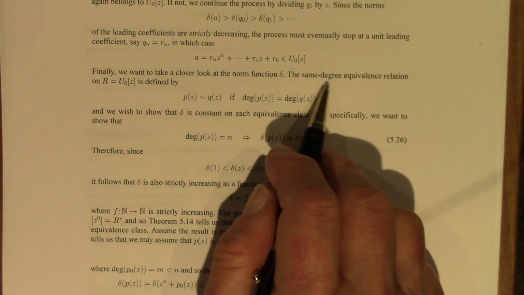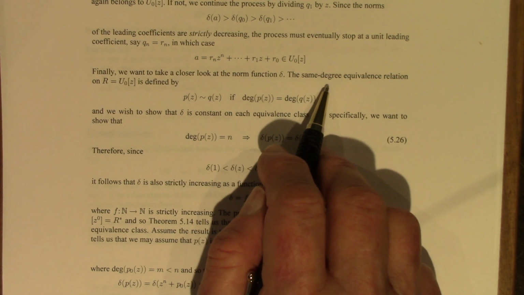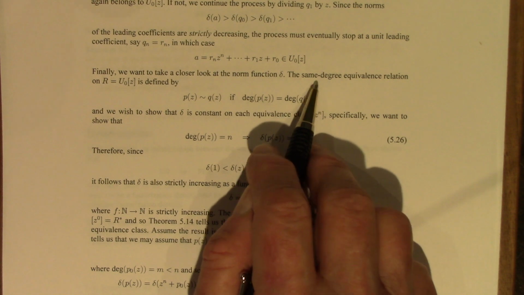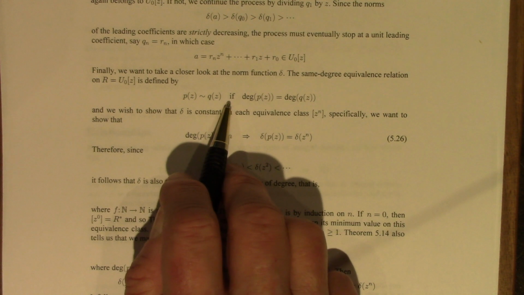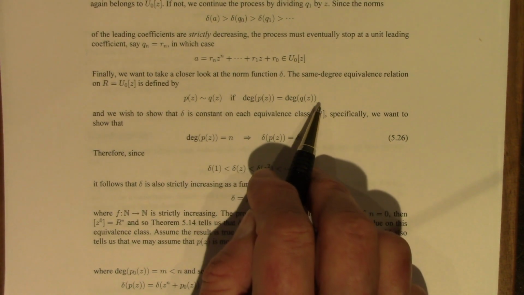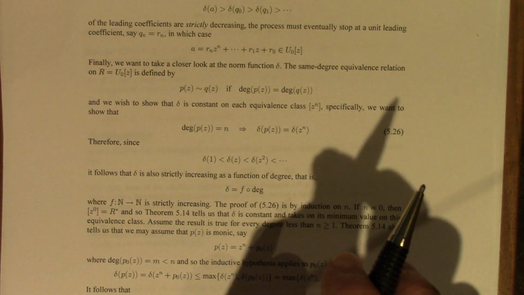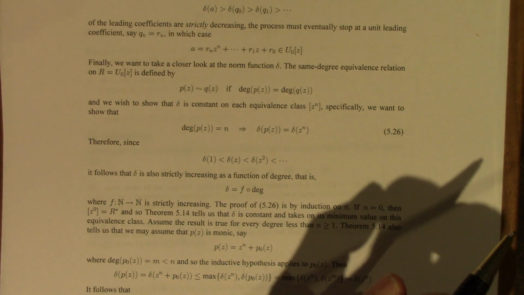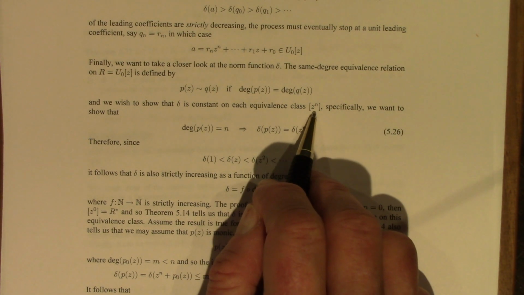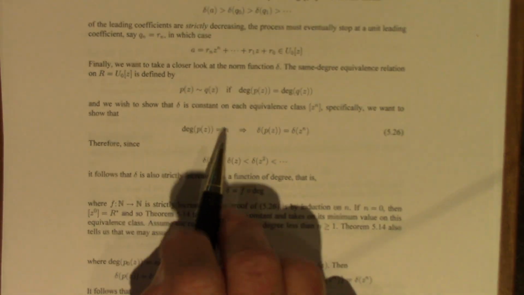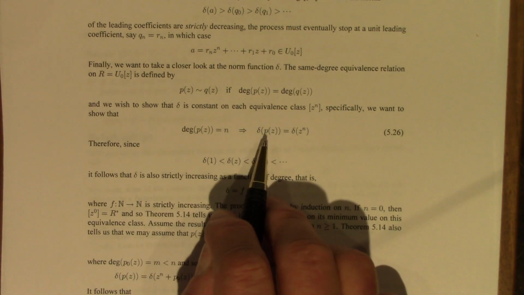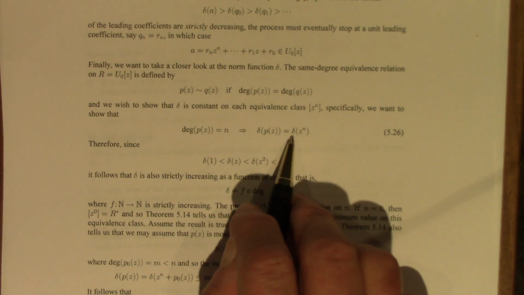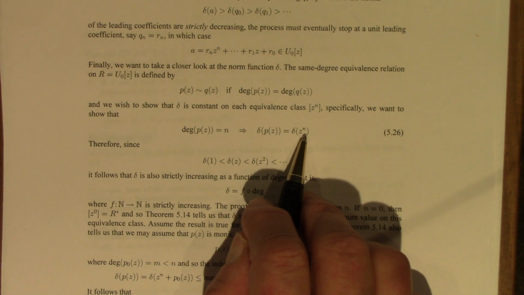Well, one way to do that is to notice that the same degree equivalence relation says two polynomials are equivalent if they have the same degree. It happens that the norm must be constant on each of these equivalence classes. So what we can show is that if the degree of a polynomial is n, then the norm of the polynomial is the same as the norm of z to the n.